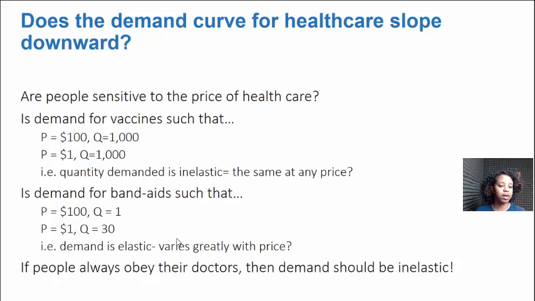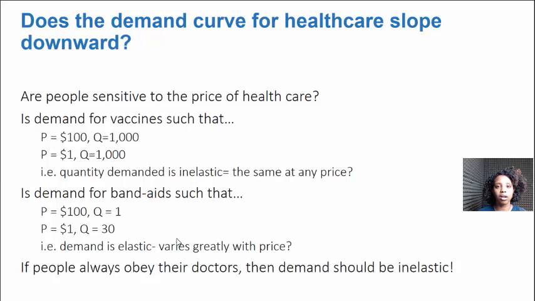For example, is the demand for vaccines such that if the price is $100, people are going to demand a quantity of 1,000, or if the price is $1, people are still going to demand a quantity of 1,000? In that example, the quantity demanded is not elastic. It's just the same at every price. Or for another example, perhaps the demand for Band-Aids is such that with a price of 100, the quantity demanded is only 1, but perhaps at a price of $1, the quantity demanded would increase to 30. So the demand would be elastic in that example, where it varies greatly with price.